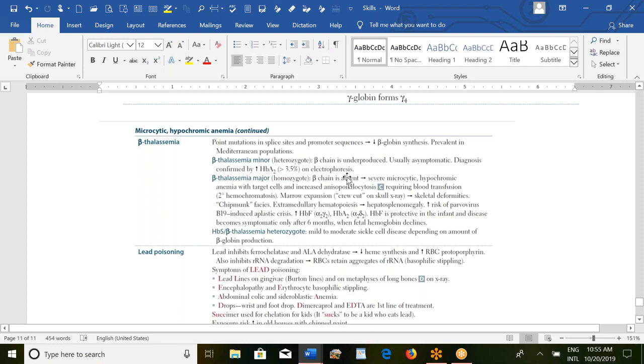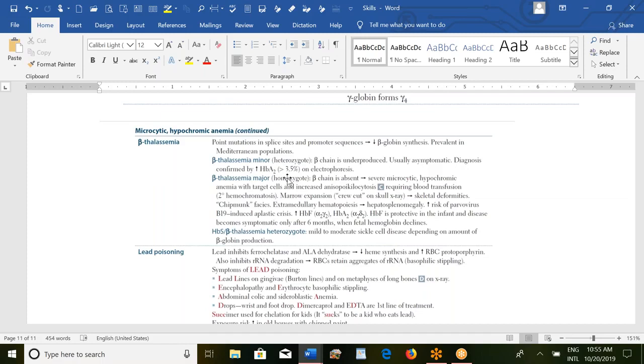So how do we diagnose? Diagnosis is confirmed by an increased level of hemoglobin A2 chains, and they will be more than 3.5%. Dr. Pia, you were saying yesterday 2.5. Yeah, they always mention this HbA2. It will be more than 3.5%, but some books say 2.5. So just remember 2.5, 3.5. It means beta thalassemia minor.